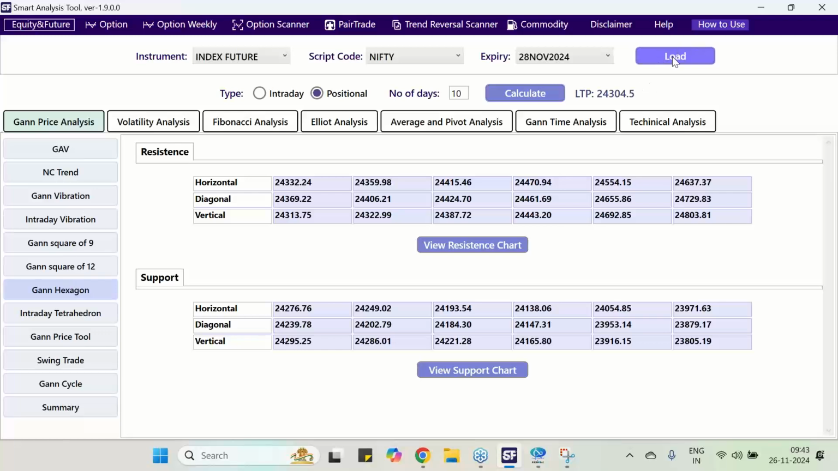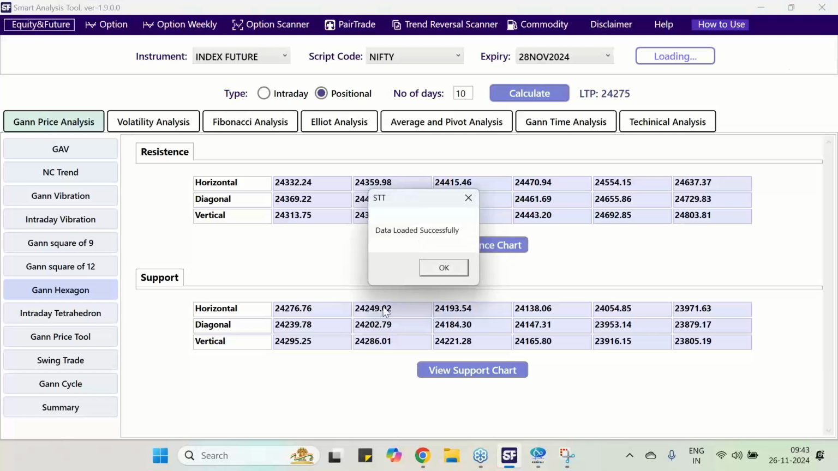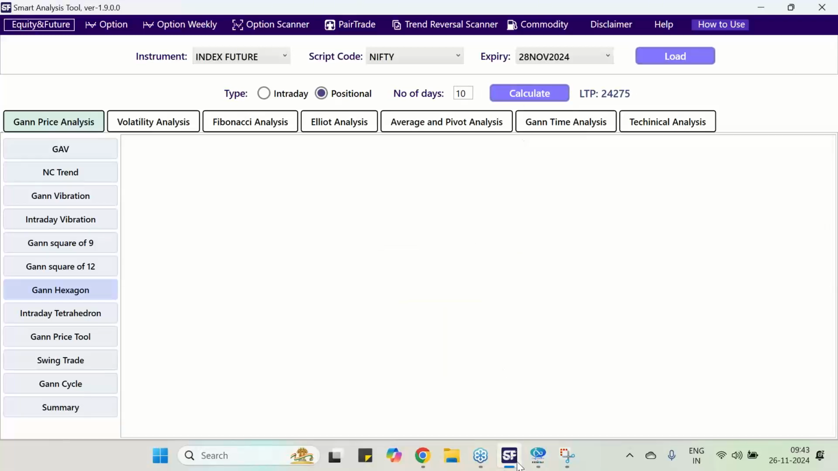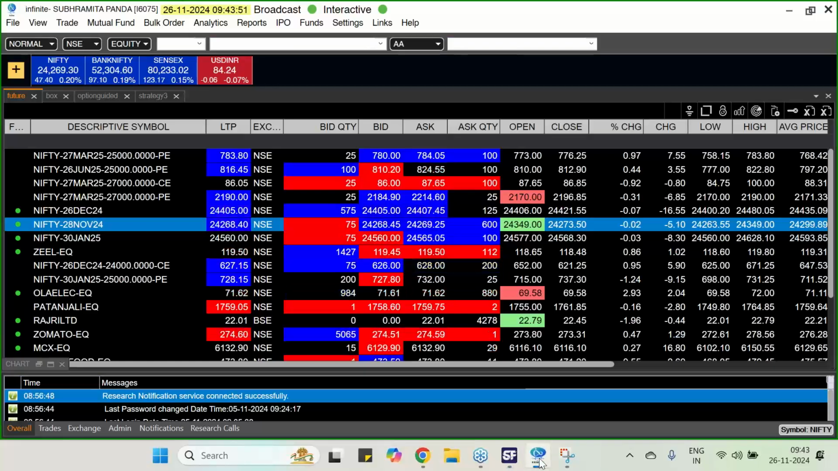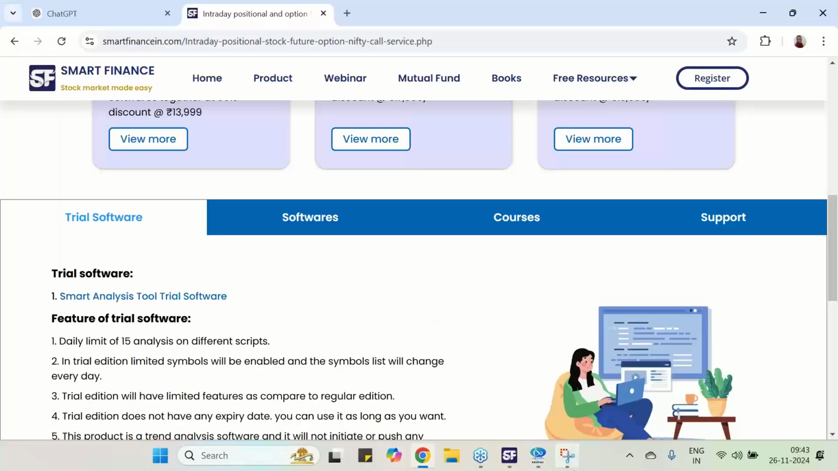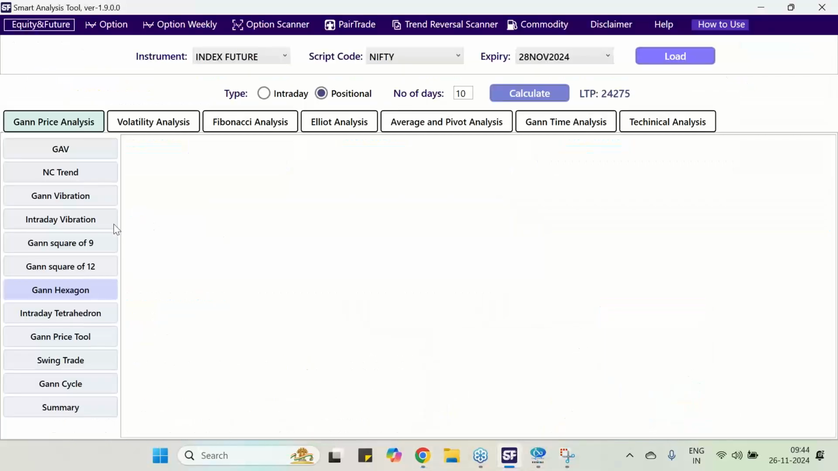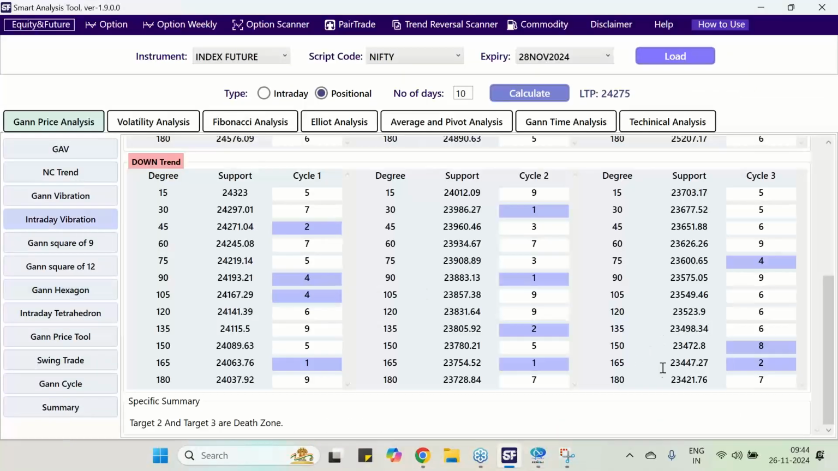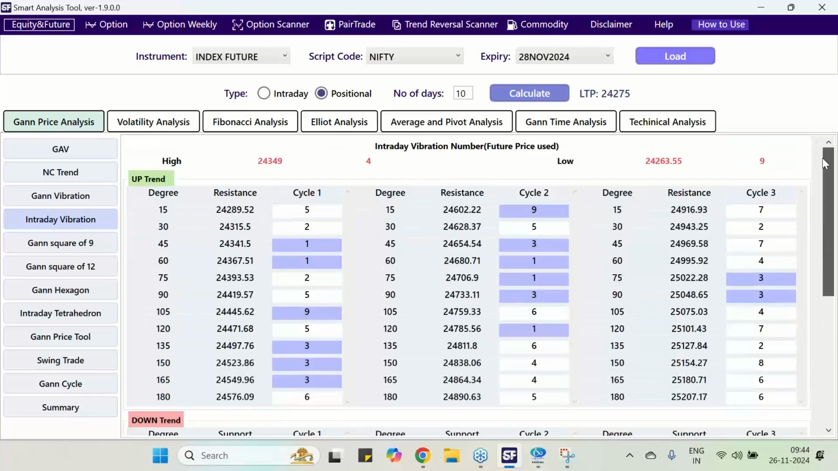Now new low is being found, so intraday vibration will change. We'll just calculate. See 68, 69, 63 low. A 63 point something low has happened. Whenever a new low or new high happens, the vibration also will change. So 63.55, see here the number became 9, which was earlier 1. So now your uptrend vibrations have come, a refined vibration.